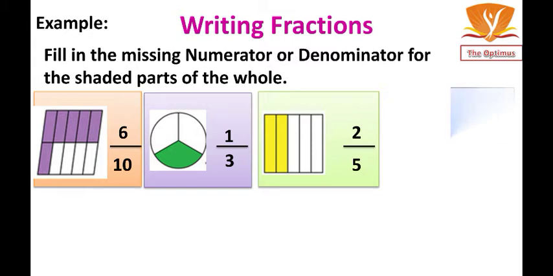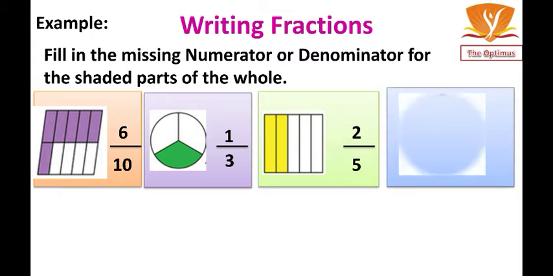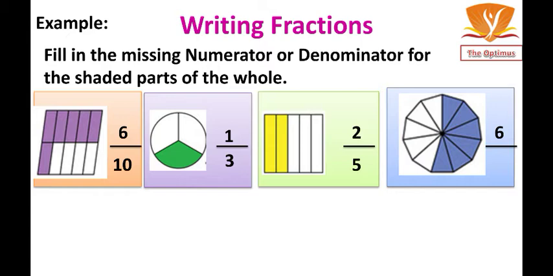Next question. 6 by what? Yes. Here the question is the denominator. Count the total number of equal parts. Yes. The total number of equal parts is 11. Therefore, our fraction is 6 by 11. Next question.